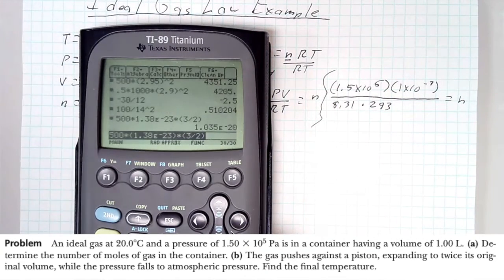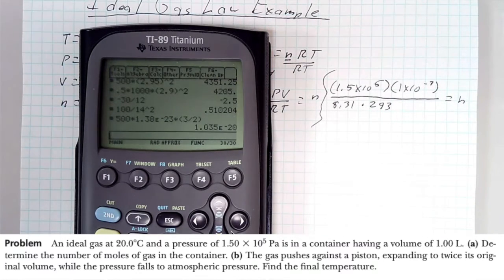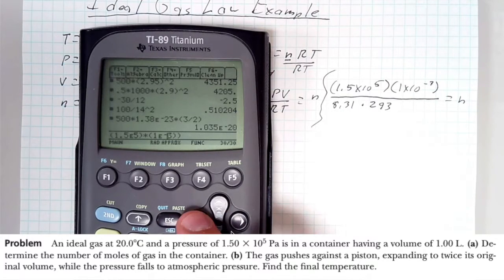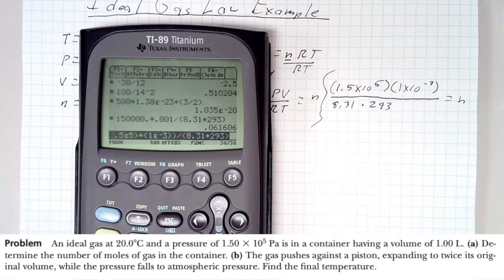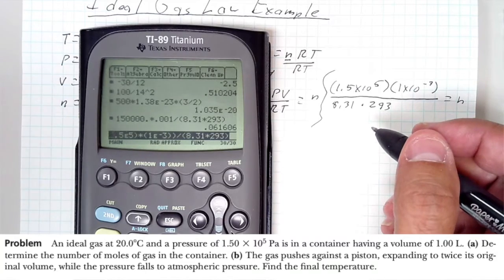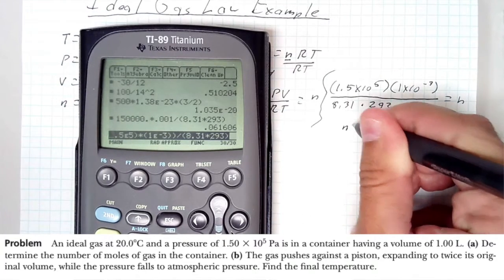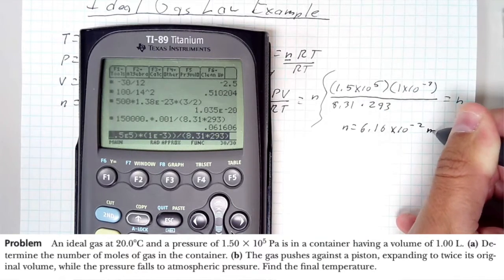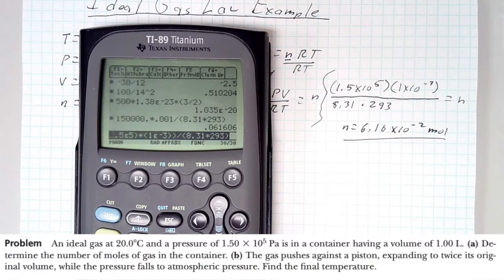If you have a graphing calculator, it's pretty handy, but if not, you can totally still do that. So 1.5 times 10 to the fifth, multiplied by 1 times 10 to the negative third. Oh, forgot my parentheses there. And divide all that by 8.31 times 293, and we get 0.06 moles. Or you could say 6.16 times 10 to the negative second. Either way is up to you. So n is equal to 6.16 times 10 to the negative second moles. And that's the number of moles of gas molecules we have in our gas.